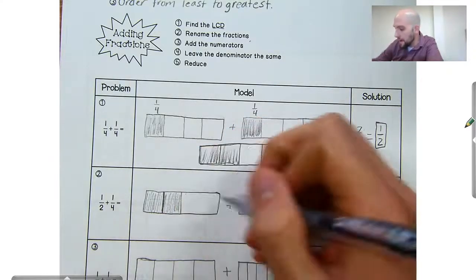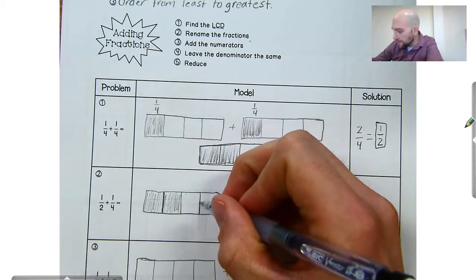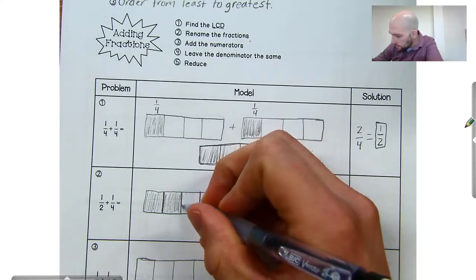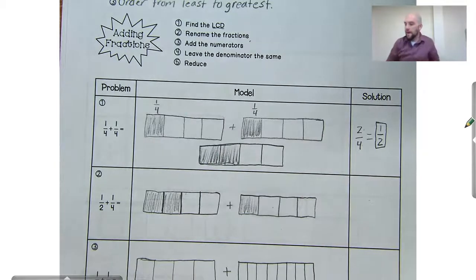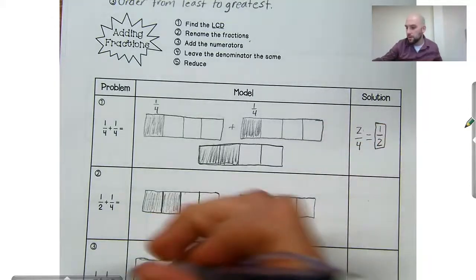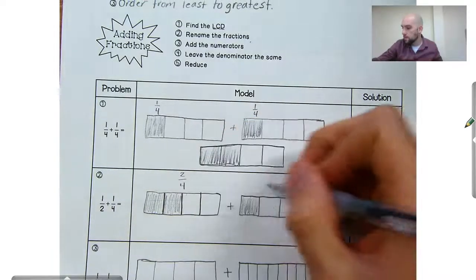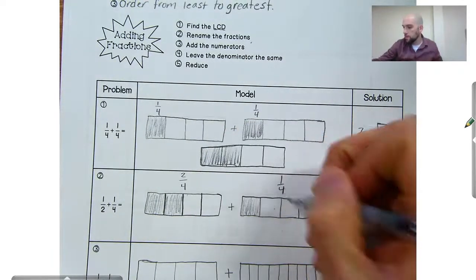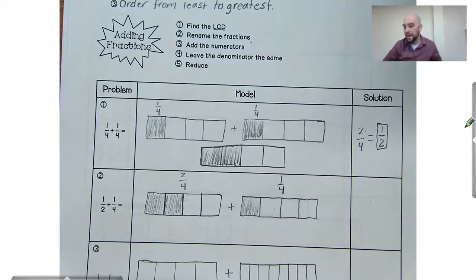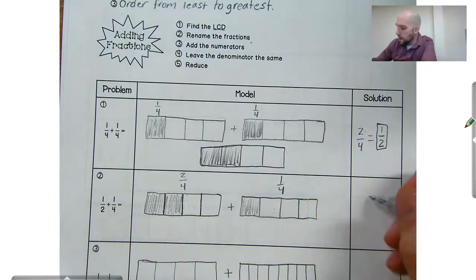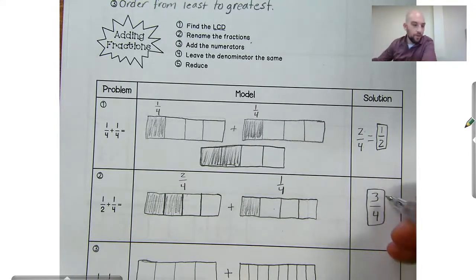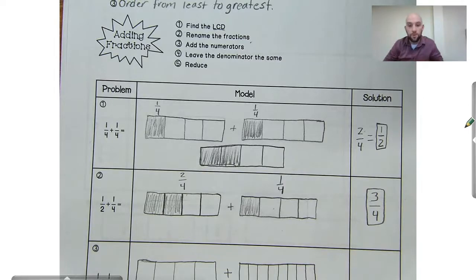So that's what's nice about having a visual representation of it, is I can see now that my half is really 2/4. We saw that right here in our previous problem, that a half is 2/4. And if I have 2/4 plus 1/4, well, now I have common denominators and I can add. So I have 2/4 plus 1/4, and that will give me 3/4. And I can't simplify that anymore. That's going to be my solution, 3/4.